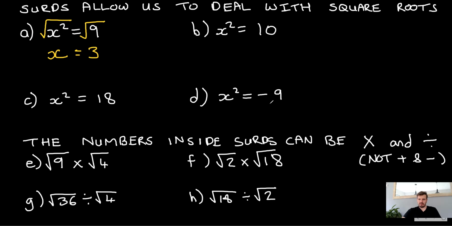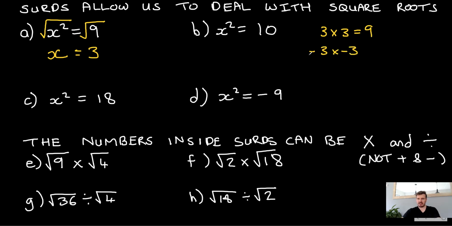Now, we just have to do one more thing to make this answer fully correct. When I times 3 by 3, I get 9. So I know that that's right, because x squared is technically x times x, and so 3 times 3 would be 9. But what happens when I do minus 3 times minus 3?